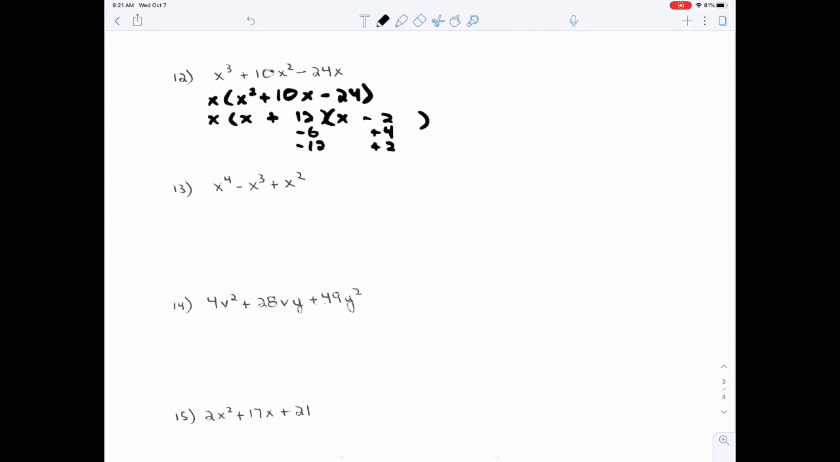Here, number 13. Again, pause the video. Now let's go through it together. Is there a greatest common factor? Yes. Pull out an x squared, because there are 3 terms here. Again, don't look for a difference of two squares or a trinomial until you've looked for the greatest common factor.